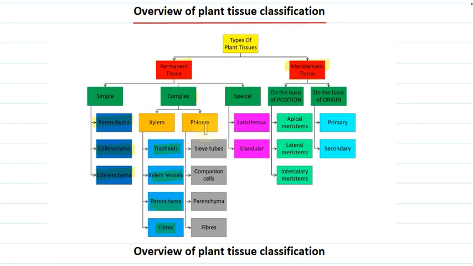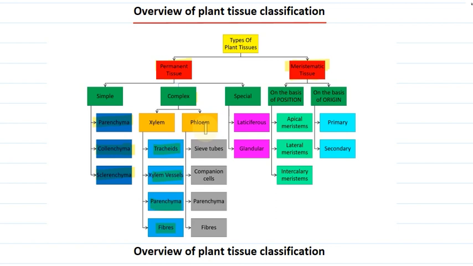And this phloem is commonly known as food conducting tissue because the phloem tissue helps in the conduction of food that is prepared by the leaves of the plants by the process of photosynthesis. So the carbohydrates that are prepared after photosynthesis are carried or are conducted by the phloem tissue from the leaves to all other parts of the plant.